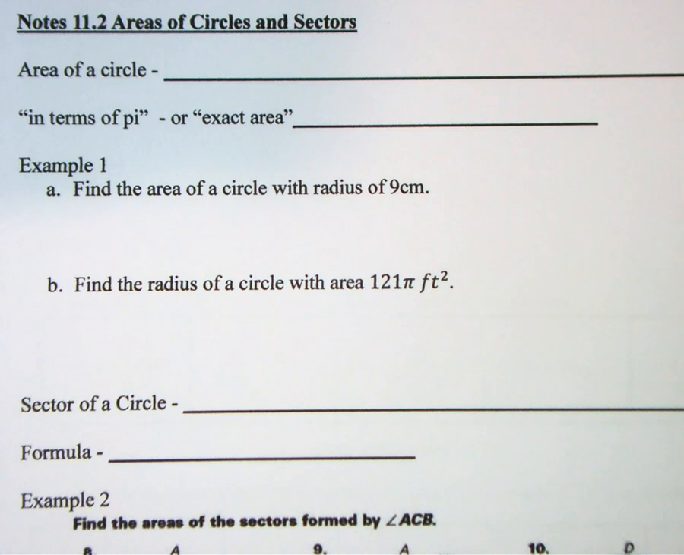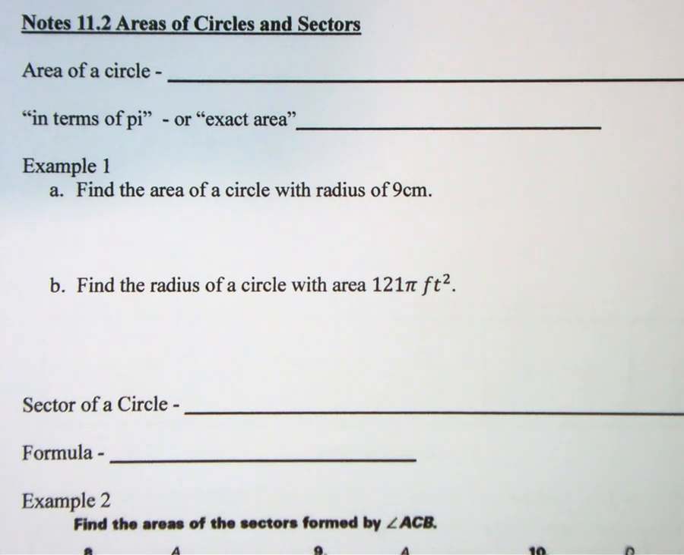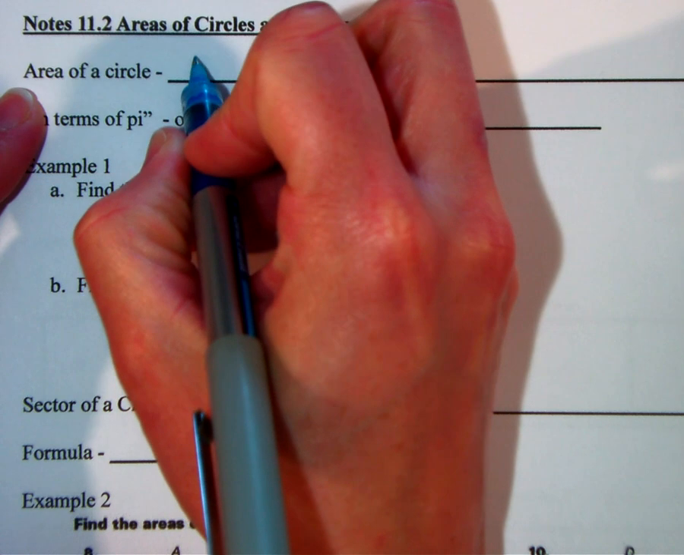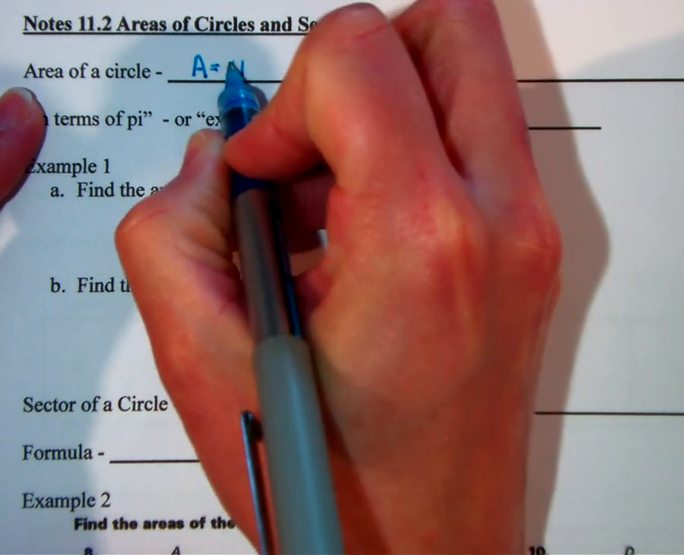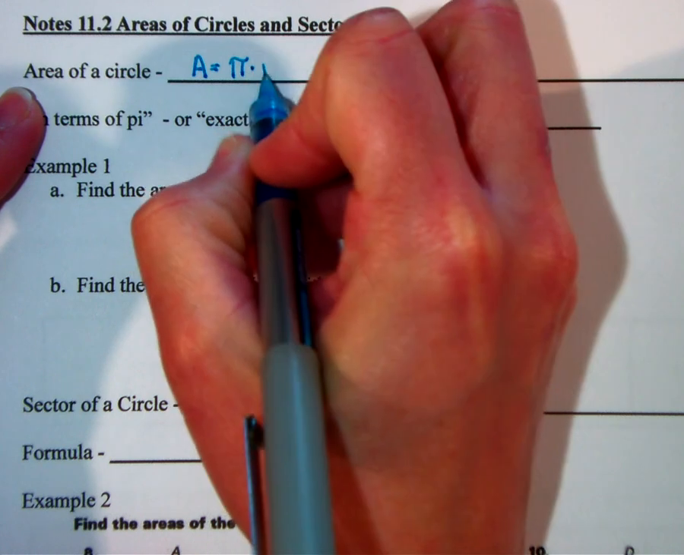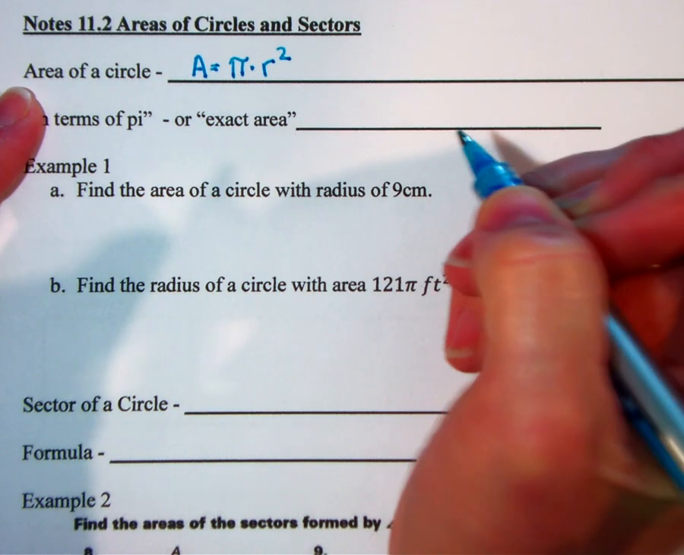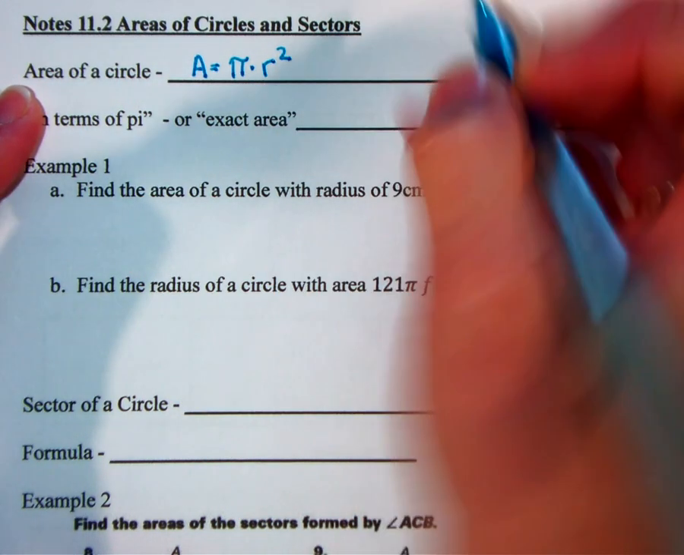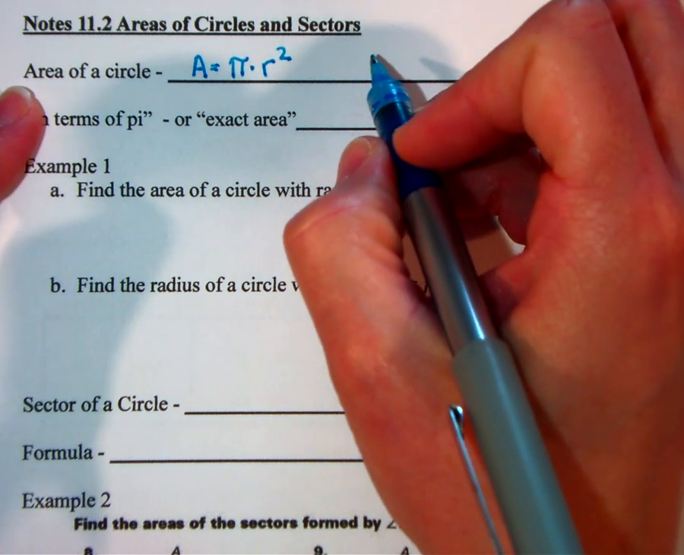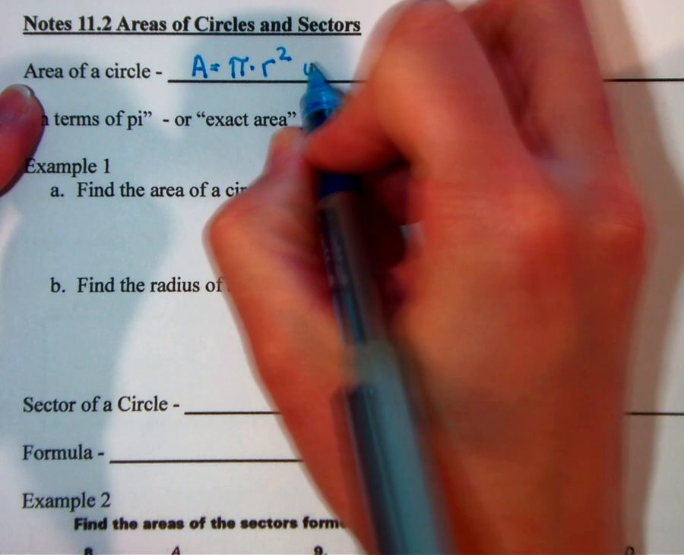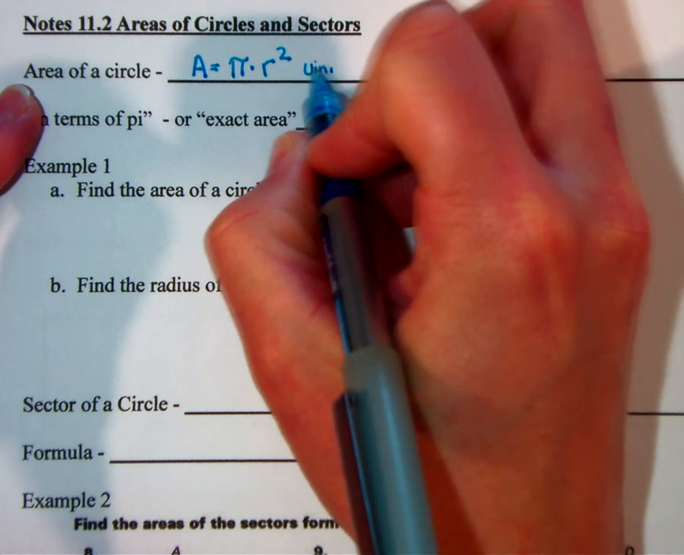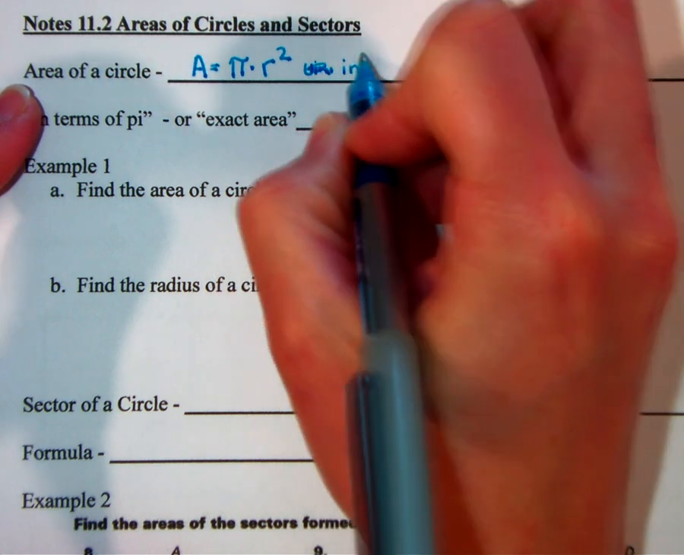So 11.2 is all about circle area, whereas 11.1 was about circle's circumference. So the first thing is the area of the circle. We're going to put down the formula here. The area of a circle, this should be familiar. Area is equal to pi times the radius squared. Okay, and then that's measured in inches squared, centimeters squared, feet squared, whatever that is. So that would be units. It's like inches squared or something like that.